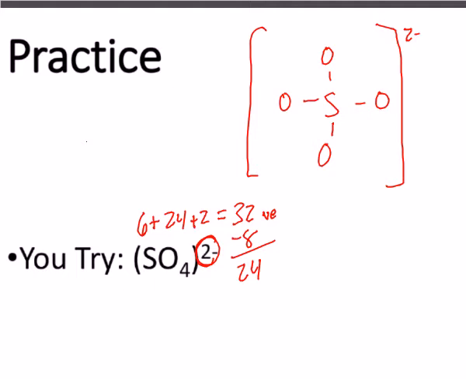Each oxygen needs 6. 1, 2, 3, 4, 5, 6, 7, 8, 9, 10, 11, 12, 13, 14, 15, 16, 17, 18, 19, 20. 1, 2, 3, 4. That used all my electrons. Is each atom in my structure happy? Absolutely, guys. There's my structure for sulfate.